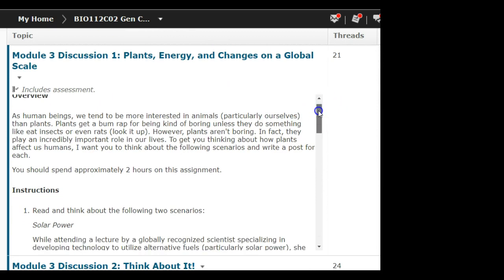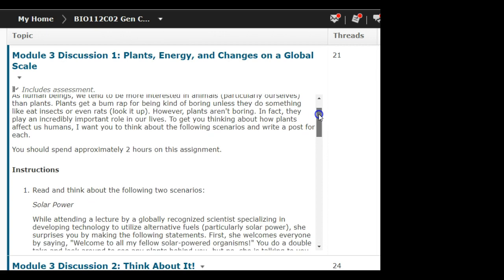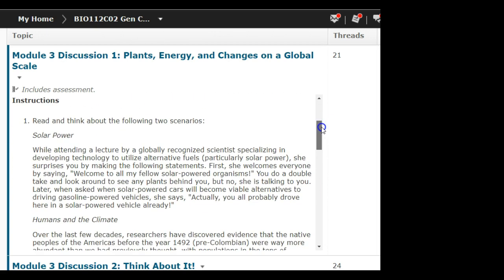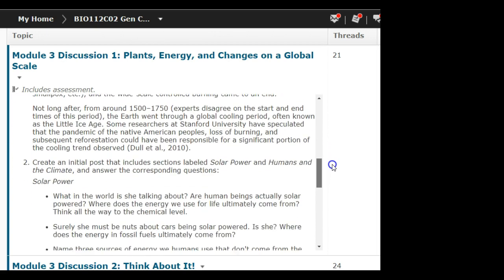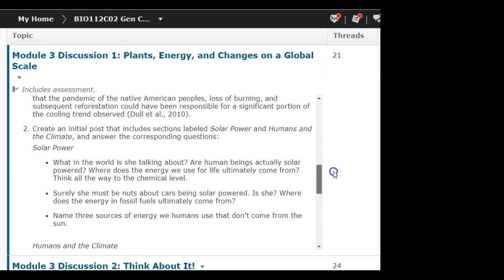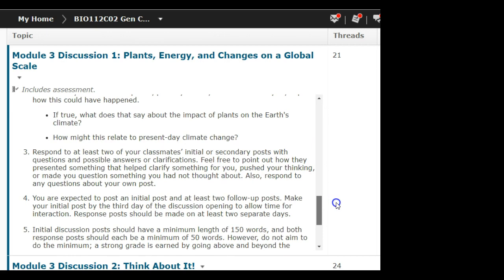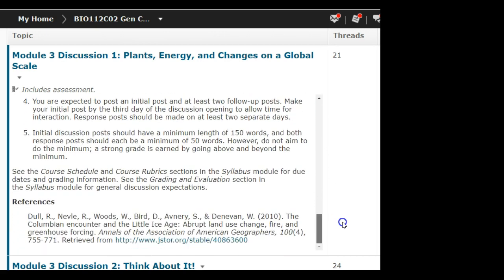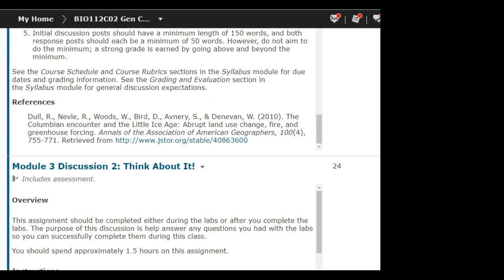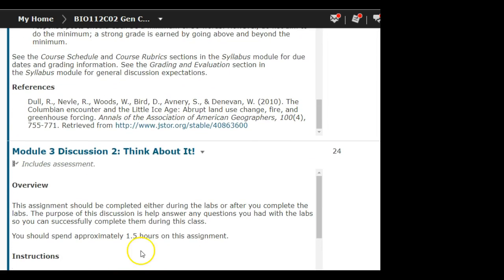So you can see here, this is probably more of a classic example of what you're looking at. There's very specific instructions. Read these 2 things, create the initial post that answers these questions, and then every student is answering the same questions. So with this, you really need to do work on diversifying that, and we'll talk about that in the re-engagement module. But this is working out very well.